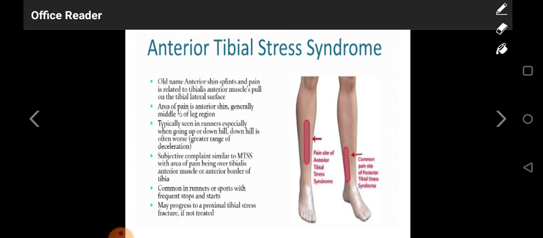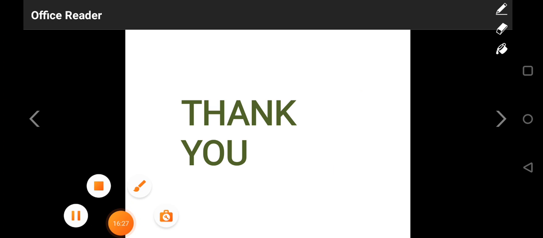Then we have anterior tibial stress syndrome. It is pain on the anterior side of the leg because of overuse of the muscles of the anterior compartment of the leg. And this completes your topic, the leg.